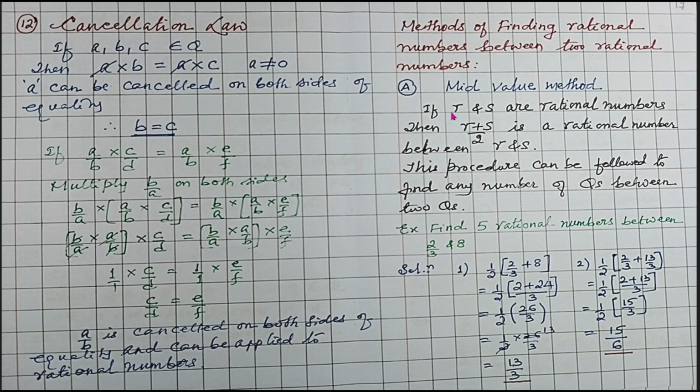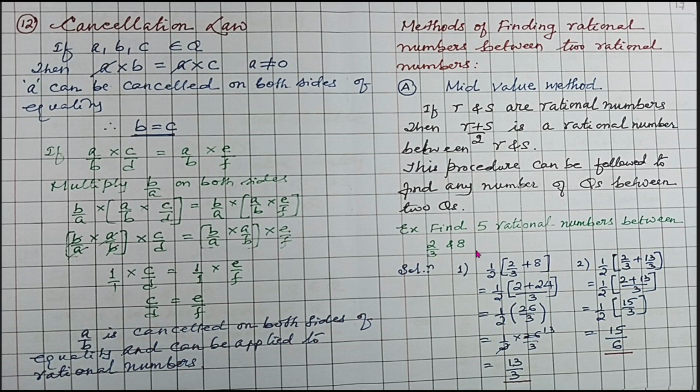So when I take the average of R and S, I get one rational number, (R plus S) upon 2, between R and S. This procedure can be followed to find any number of rational numbers between two given rational numbers. So let us understand this with the help of an example. Find 5 rational numbers between 2 by 3 and 8. 2 by 3 is one rational number, 8 by 1 is another rational number.